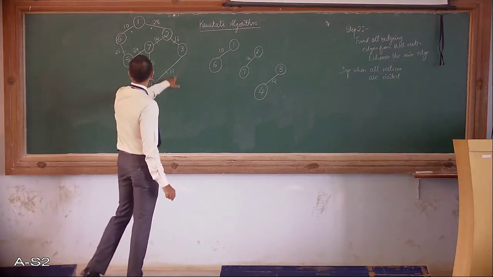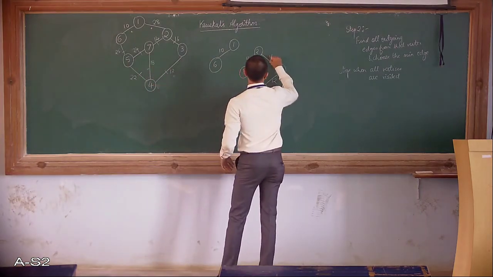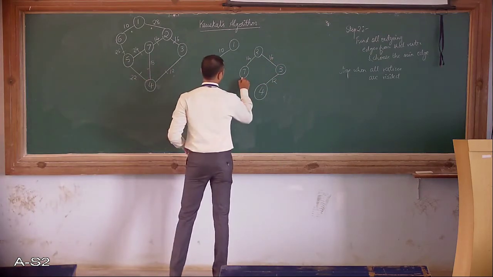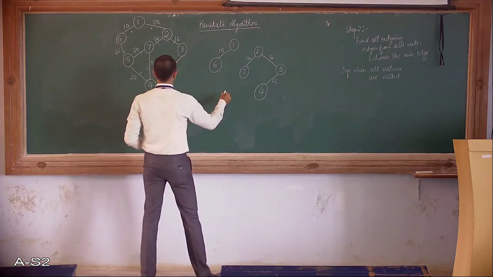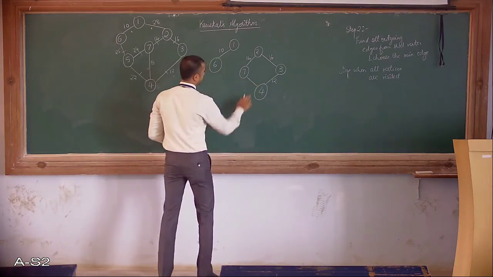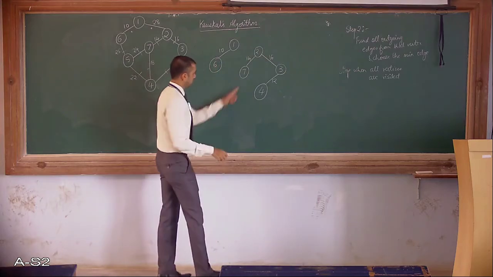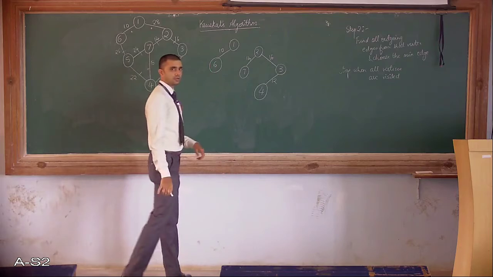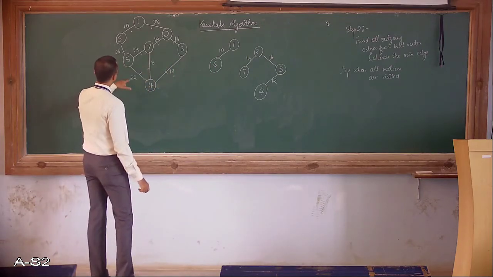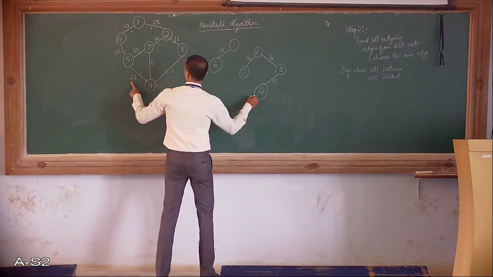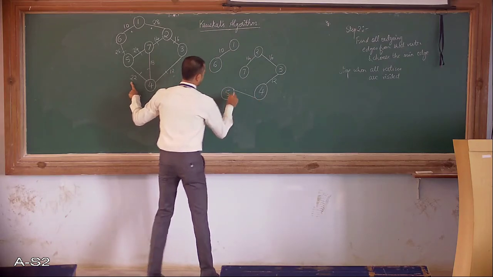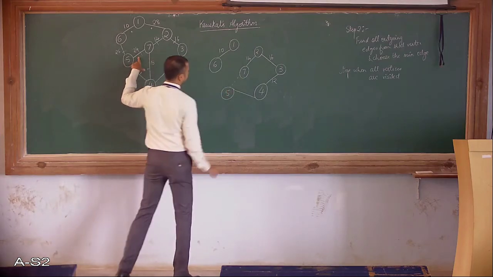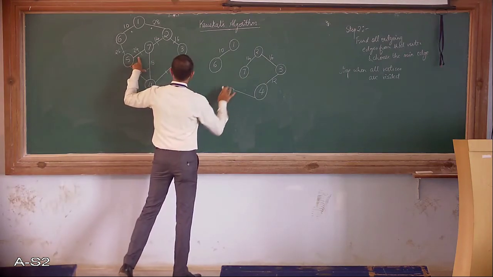After 12, 16. So 2 to 3, 16. After 16, I have 18, so it is 4 to 7. But I cannot have 4 to 7 because it is forming a cycle, and cycles are not allowed. Next minimum, after 18, there is 22. So it is 4 to 5. Next minimum, 5 to 7. If I do 5 to 7, it is forming a cycle, so I can't do it.